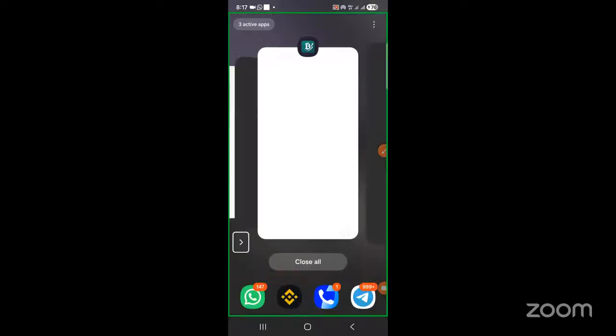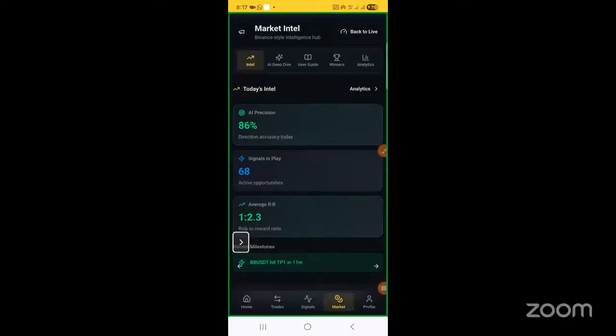I've looked into some other account. You see something here: AI precision. You see this? AI precision and direction accuracy. It means out of the trades it has given you, it has a direction accuracy of almost 86%. If it gives you a trade, it goes the same way it has given it to you. Okay, signals right now in play.